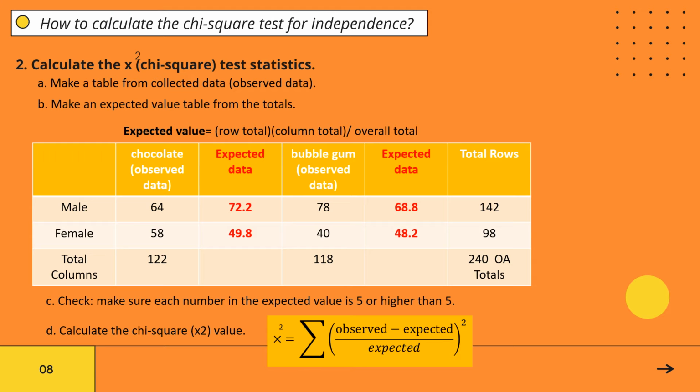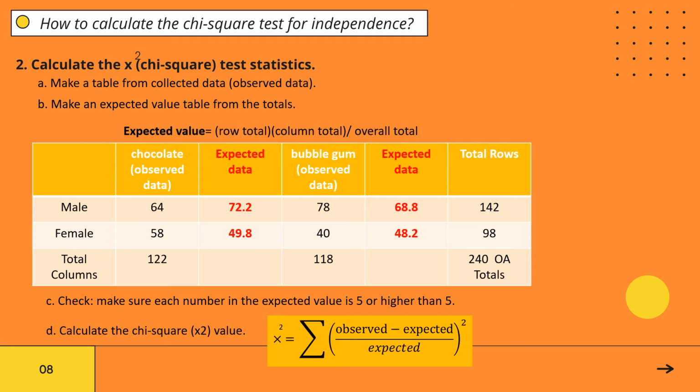Second step, calculate the x-squared or chi-square test statistic. To be able to do that, first you must have a table from the collected data, and that will become your observed data. Second, you should make an expected value table from the totals. And to do that, we have a formula.